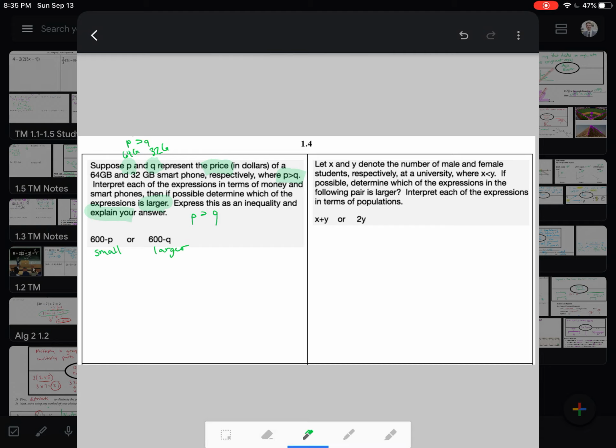If you think about it, for example, if you plug in a value, P is bigger than Q, 2 is greater than 1. If you plug in 2 here and 1 here, you're going to have 598 and 599. They're asking us which one's bigger, and it's going to be the one on the right. So again, you're taking away a smaller quantity. So you take away less. So because of that, 600 minus Q is bigger or larger. So that's the idea here.